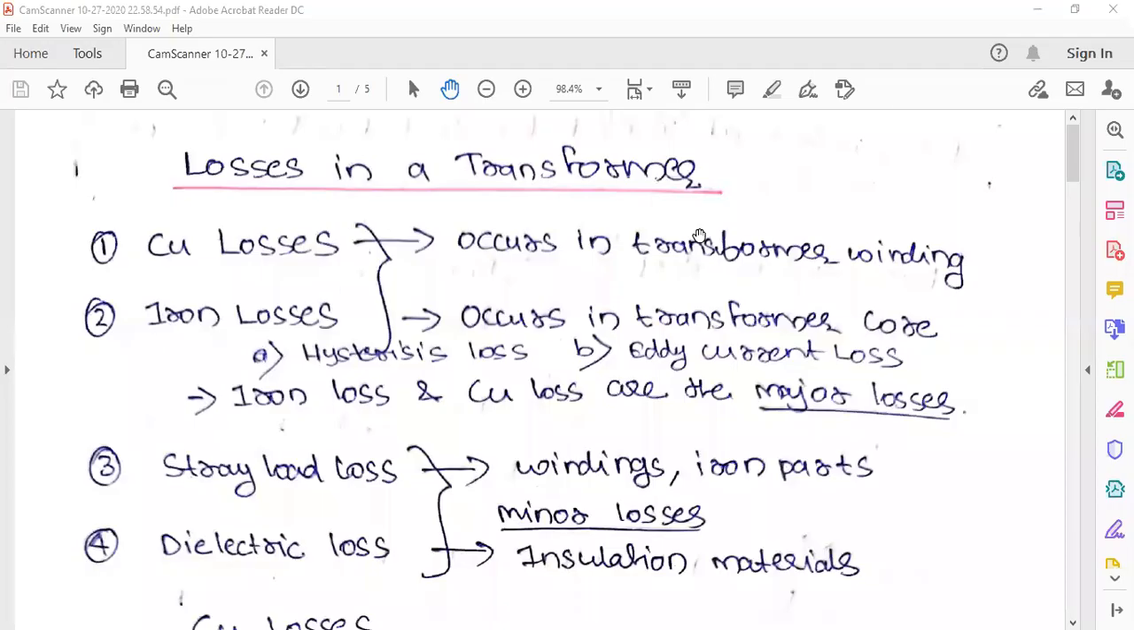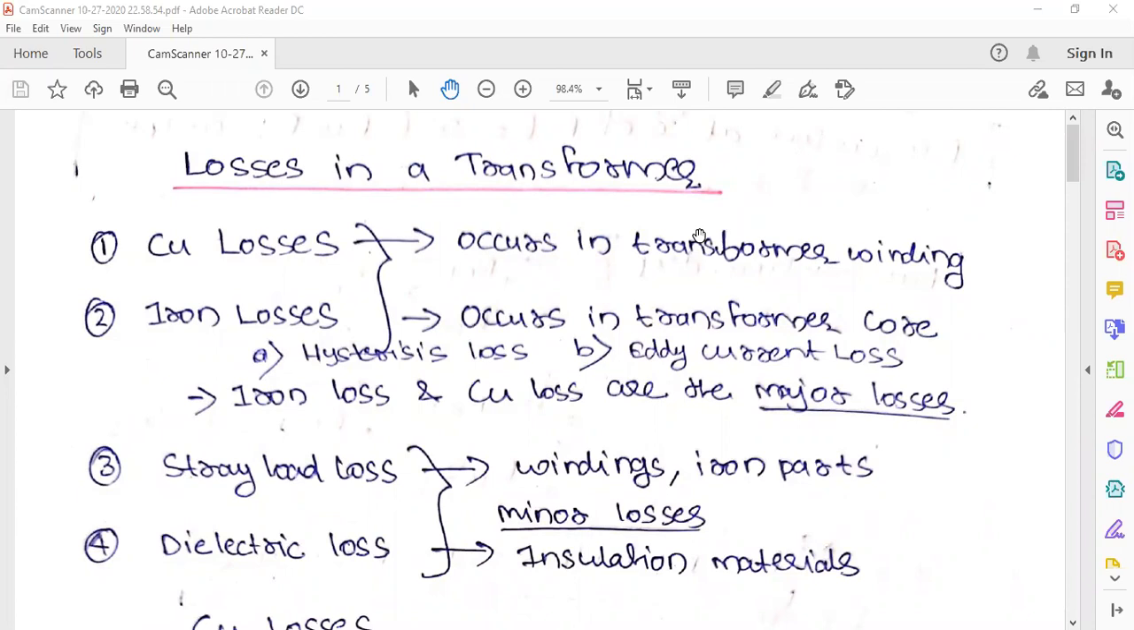Good morning, students. So far in this chapter, we have learned the principle of operation of a transformer, the equivalent circuit of a transformer, and what happens to the equivalent circuit when it is referred to the primary and when the same is referred to the secondary. Then we have seen the different phasor diagrams in no load condition and loaded condition. All these things we have seen so far.